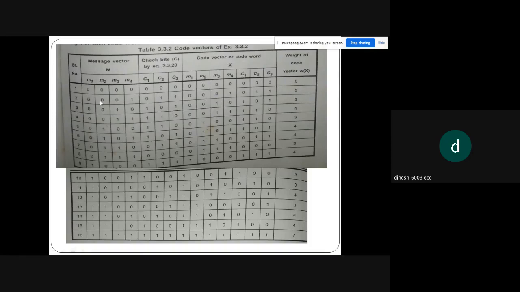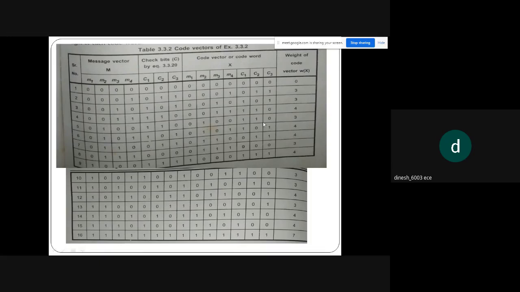Here in the second serial number we have 3, so 3 is the weight. In the next we have 3, so 3. In the next we have 4, so 4 number of ones, so 4. Count the number of non-zero elements. This is the procedure. If you count the number of non-zero elements in that code vector, that will give the weight of the code vector W of X.